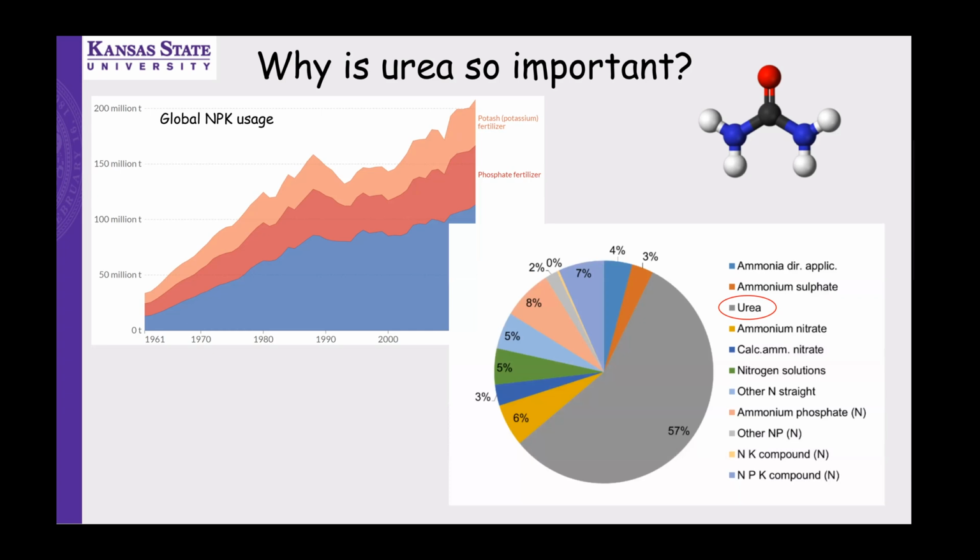Out of that 200 million tons, almost 60% comes in the form of urea. So the little molecule that you see in the top right corner is by far and away the most common nitrogen delivery in the fertilizer industry.